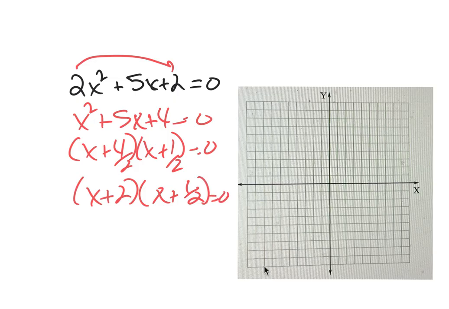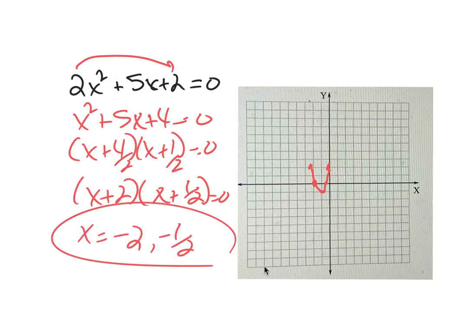What I'm really looking for are my x-intercepts. One x-intercept's at -2. One's at -1/2. They are close together. The vertex is down here. I don't know where it is, but I know it opens up because it was a positive 2 in the front. What are my solutions? -2 and -1/2. The x-intercepts are the solutions. And guys, that's really all there is.